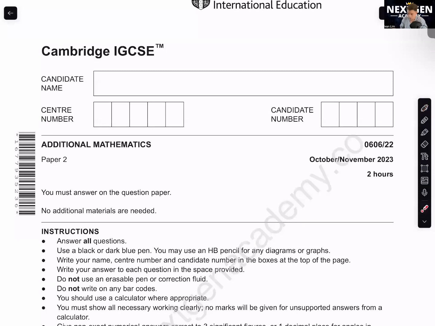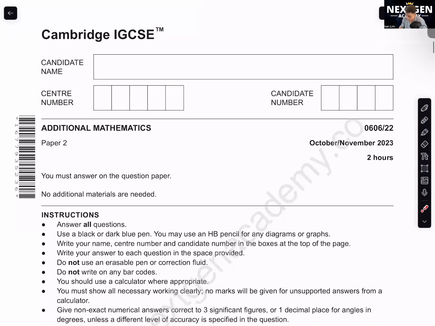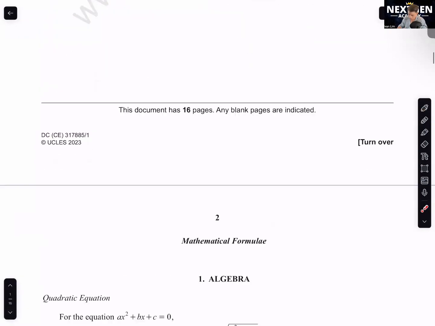Alright, okay, welcome back my NextGen family. Today we will be going through the first half of this paper, October 2023, paper 2-2. Okay, I'll go straight into question 1.